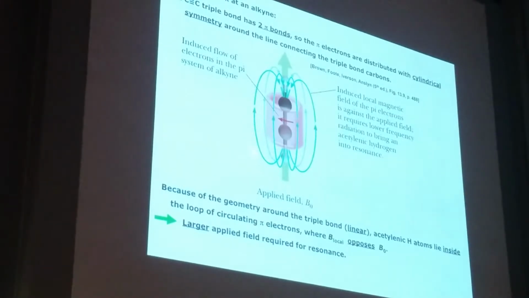Outside the loop, the local field reinforces the applied field. That's not where the protons are, though. Because of the linear geometry, a proton directly attached to an alkyne sp hybridized carbon is inside that loop of circulating pi electrons. Inside the loop, local field opposes the applied field. What does that mean? To get those protons to come into resonance, you've got to go to larger applied field strength. The signal shifts farther to the right, farther upfield.